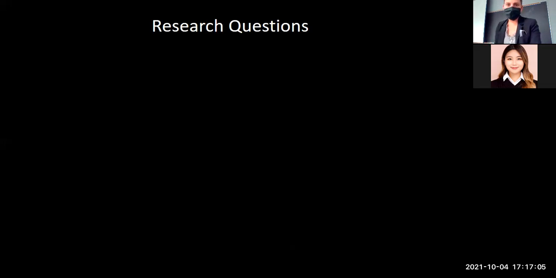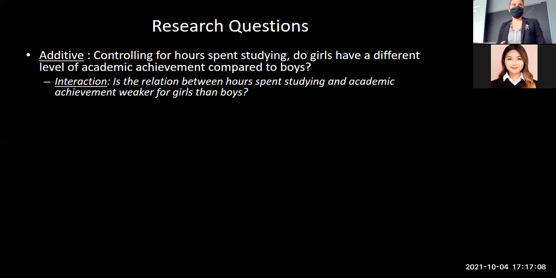Oh, wait, I'm not going to get there yet. First, I'm going to give you some example questions. So I have an additive research question, and then I have an interaction research question. My first one is, controlling for hours spent studying, do girls have a different level of academic achievement compared to boys? That's exactly what you tested for homework. Question 1, was there a difference between the girls and boys in your high school sample? An interaction question would be, is the relation between hours spent studying and academic achievement weaker for girls than it is for boys?